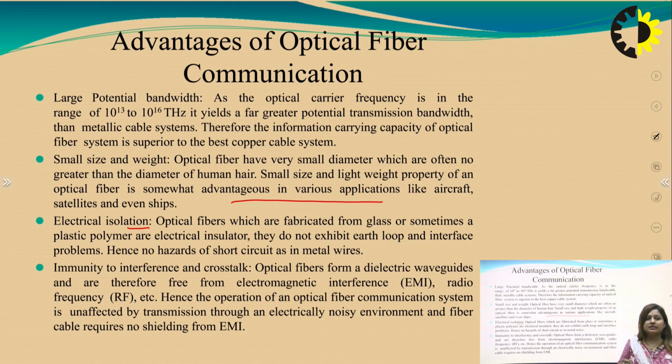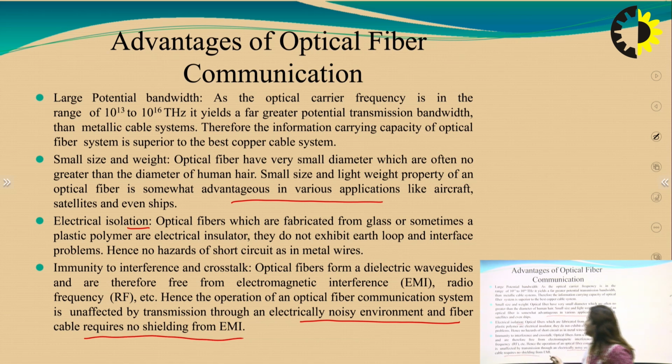Immunity to interference: it is immune to electromagnetic interference and radio interference. Hence, operation of an optical fiber communication system is unaffected by transmission through an electrically noisy environment, and the fiber cable requires no shielding from EMI. So it is usually immune to electromagnetic interference, crosstalk, radio interference, etc.